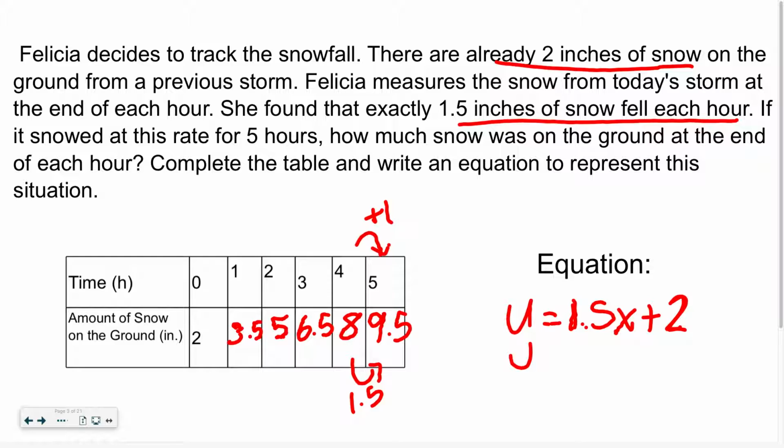So where do we get the 1.5 from? You get the 1.5 from the amount of snow dropped each hour. So each hour, we have 1.5 inches of snow. For every 1 hour, there's 1.5 inches of snow. What is that? It's a unit rate. And when we talk about lines, what do we call that? The slope. Okay.